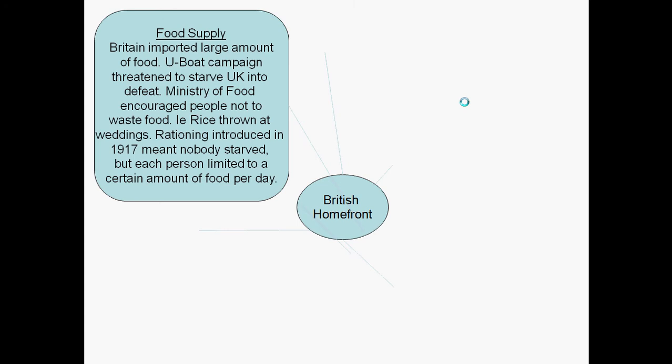This encouraged people to try not to waste food and to try and grow their own. Wastage, i.e. rice thrown at a wedding. We don't maybe think of that now. We think of confetti being thrown at a wedding, but back then they used to throw rice. So they tried to stop that. And then finally in 1917 they introduced rationing, which meant everybody, in theory anyway, was meant to be getting the exact same amount of food each day, which meant nobody starved, but it's a hardship because you can't eat whatever you want. You have to have whatever the ration is for that week, whatever amount of food you're allowed that week.